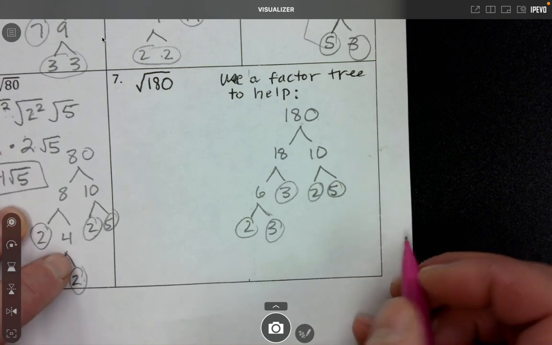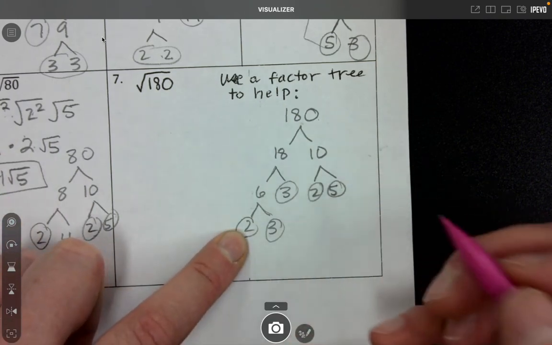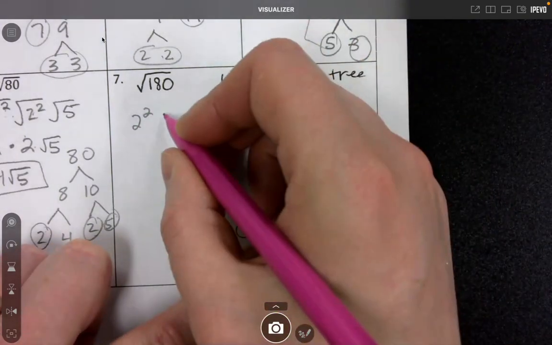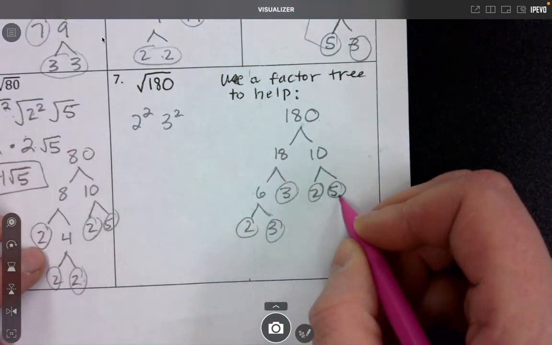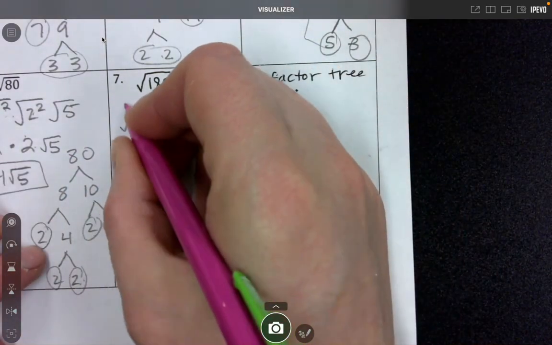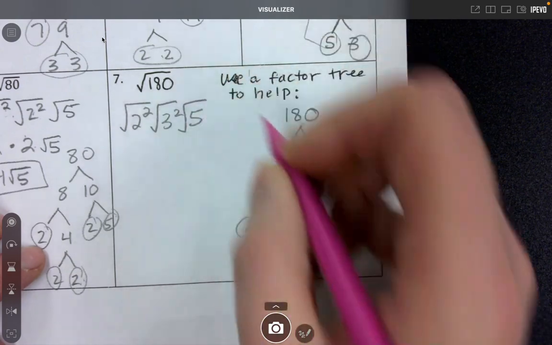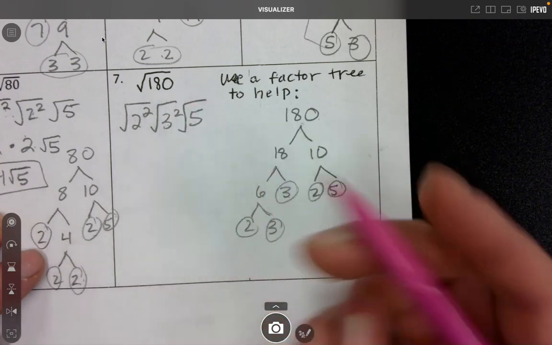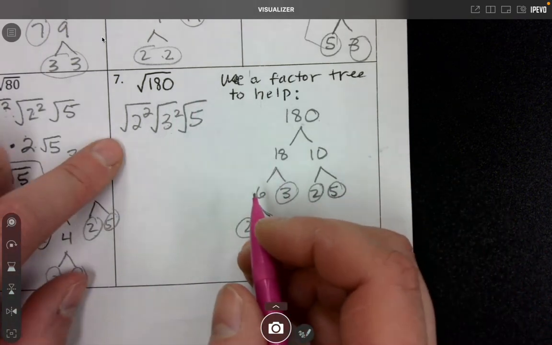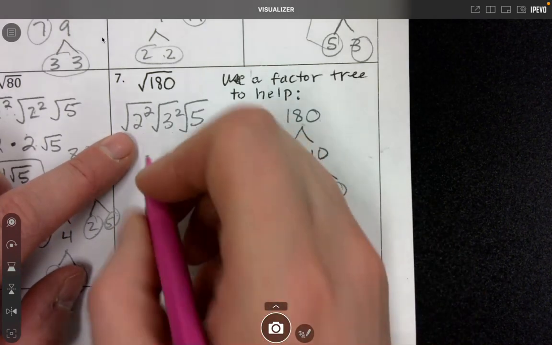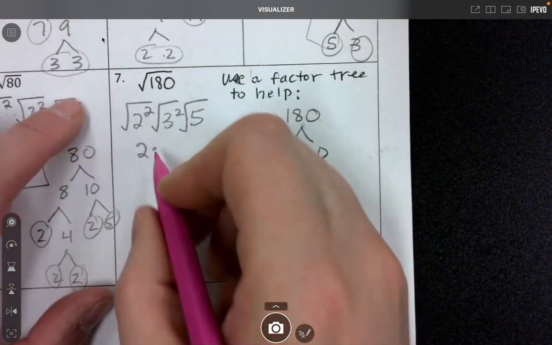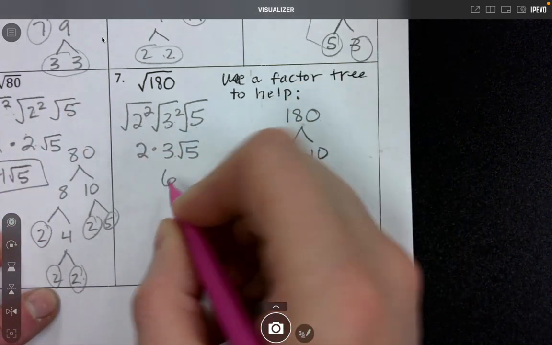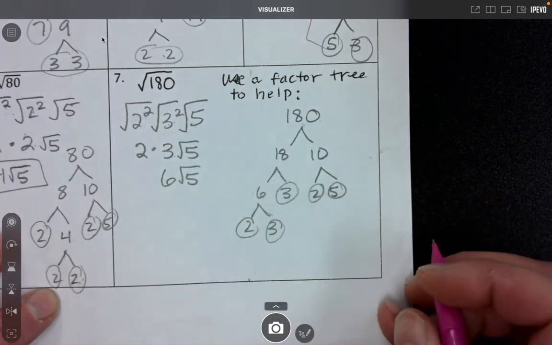So do we have anything that we can write squared? Well, we have the 2 2's here. So I'm going to write down a 2 squared. We have 2 3's, so I can write down a 3 squared. And then we also have this 5. So we've got square root of 2 squared, square root of 3 squared, square root of 5. And remember, these are all being multiplied because 2 squared times 3 squared times 5, those numbers multiply to make 180. So squares and roots will inverse each other. So this is just going to be a 2 times, this one's going to be 3, and then we have square root of 5. And 2 times 3 is 6. So 6 radical 5.